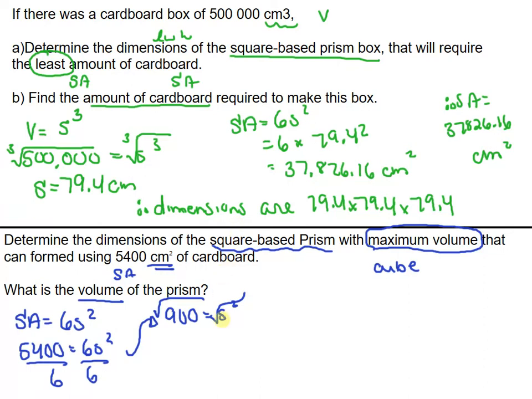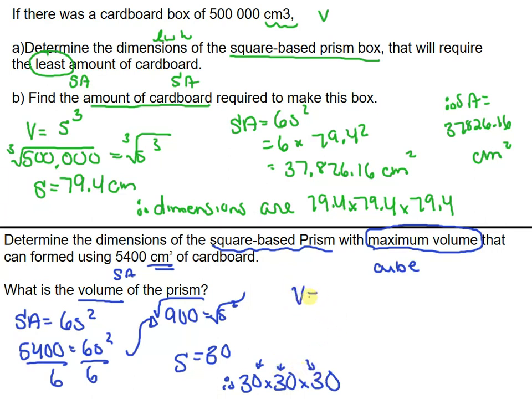And this is where that root comes into place. If something's squared, then we square root it. But if something's cubed, then we cube root it. So I get s equals 30. So therefore, the dimensions are 30 by 30 by 30. There's always going to be 3 numbers here for any rectangular prism.